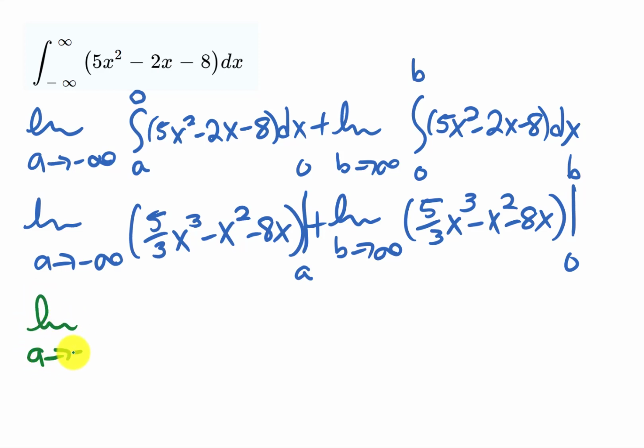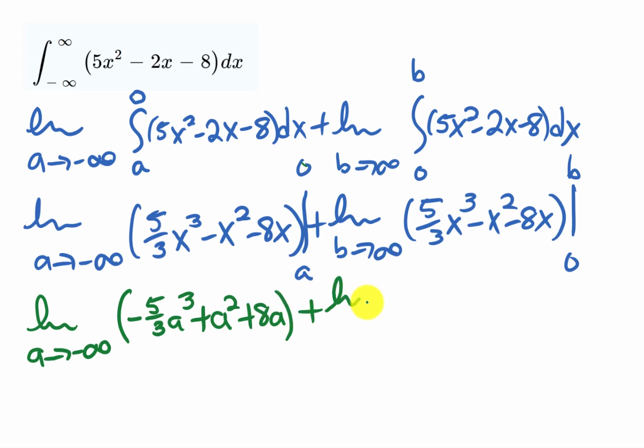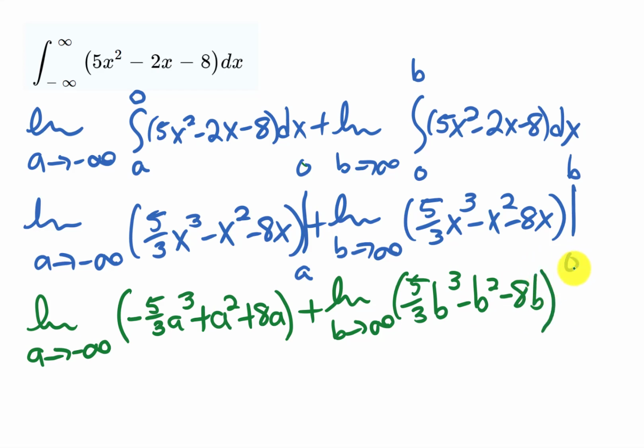So we have the limit as a approaches negative infinity of, putting in the upper limit of 0, those would all be 0. So then putting the lower limit, we're subtracting when we do the lower limit. 5/3 a cubed minus a minus makes a plus, a squared plus 8a. And then on the next integral we have the limit as b approaches infinity. We've got 5/3 b cubed minus b squared minus 8b, and putting in the lower limit, all of those would be 0, so we don't need that piece.